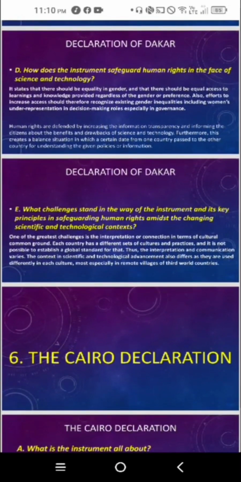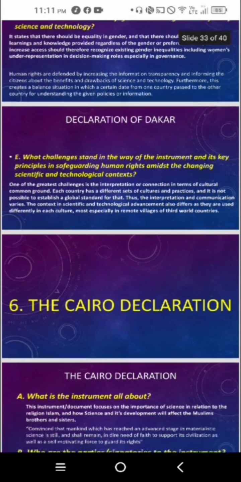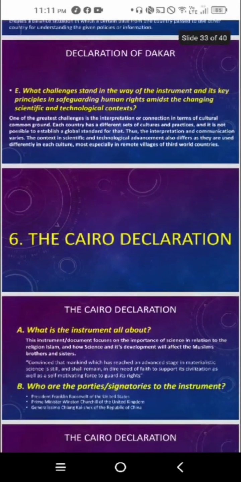How does the instrument safeguard human rights in the face of science and technology? It states that there should be gender equality and that there should be equal access to learning and knowledge provided, regardless of gender or preference. Also, efforts to increase access should therefore recognize existing gender inequalities, including women's underrepresentation in decision-making roles, especially in governance.